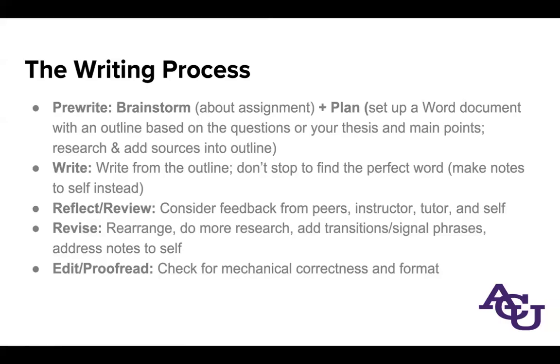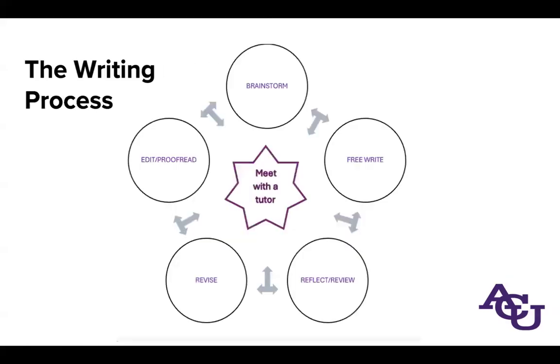And that will lead to your revision process where you rearrange. Do I need more information? Do I need to research more? Add in transitions and signal phrases, address the notes to yourself. And last, after you get all your content in order and all those bigger things, you'll go back and edit and proofread for mechanical correctness and the things like APA formatting that we're going to touch on in a little while.